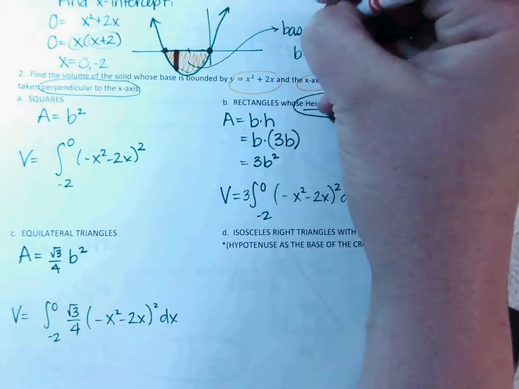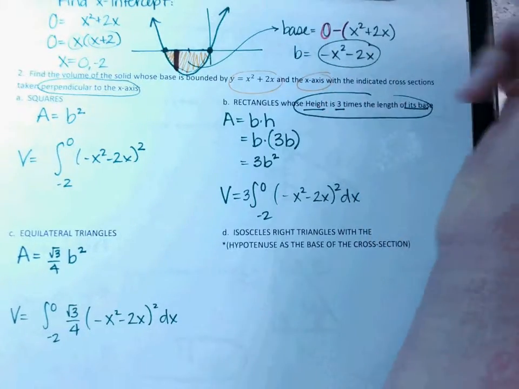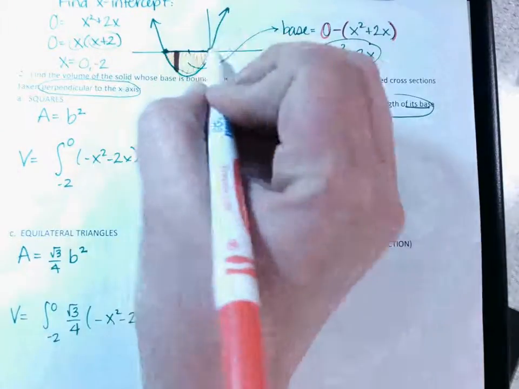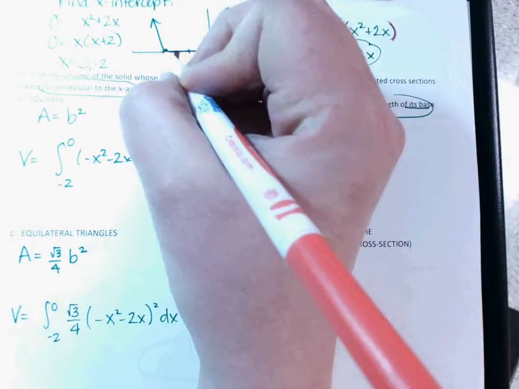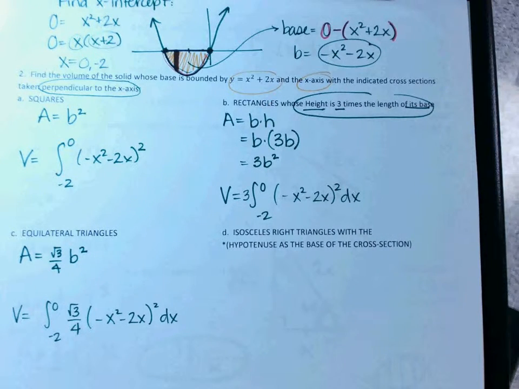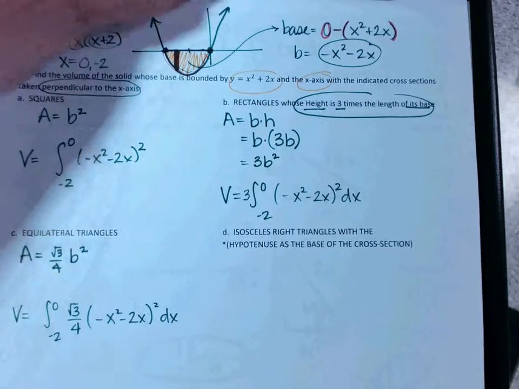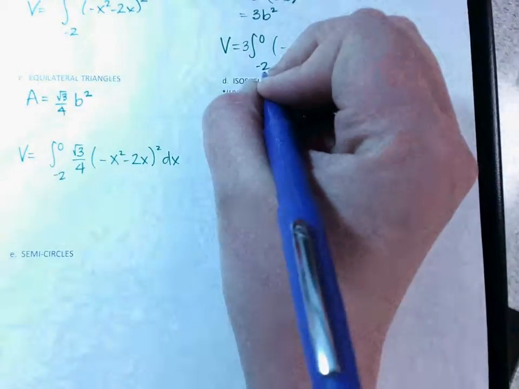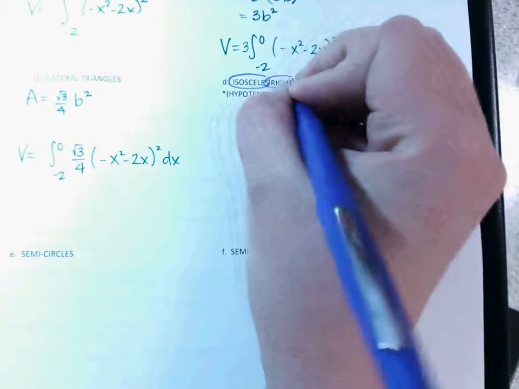Remember that it was 0 minus x squared plus 2x, because 0 was the x-axis, that's the top, and the x squared function was the bottom. Okay? So from there, we need to set up our next shape, which is an isosceles right triangle. Isosceles means that two of the sides are the same. Right triangle means that you have a right angle.